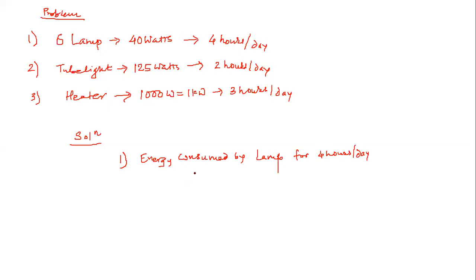How many lamps are there? 6 lamps are there. So energy consumed is equal to 6 lamps, each of 40 watt, right? Are you getting this? This is the rating of one lamp. So I need to multiply by all these 6 lamps, which are operated for 4 hours, right? So they'll be consuming watt.